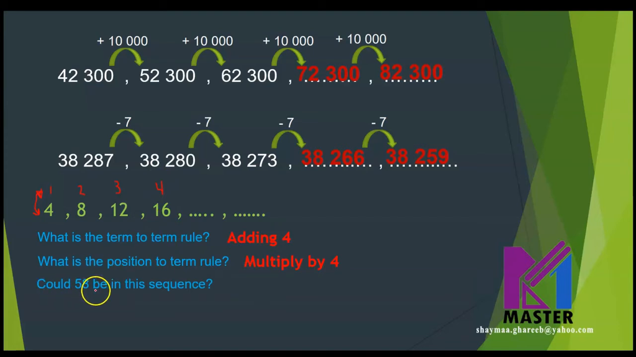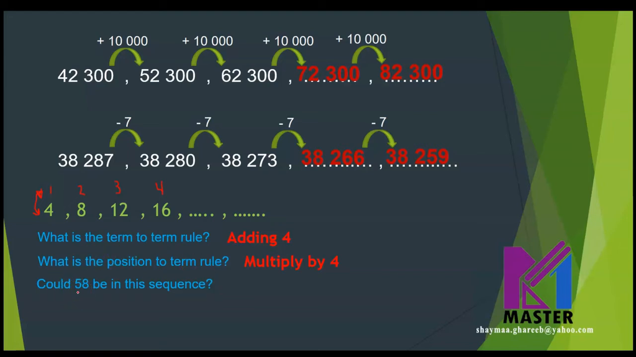Now, could 58 be in this sequence? What do you think? Look at these numbers. What are these numbers? 4, 8, 12, 16. They are multiples of 4, right? So any number in this sequence must be a multiple of 4. Is 58 a multiple of 4? No. How do we check? We just divide it by 4.